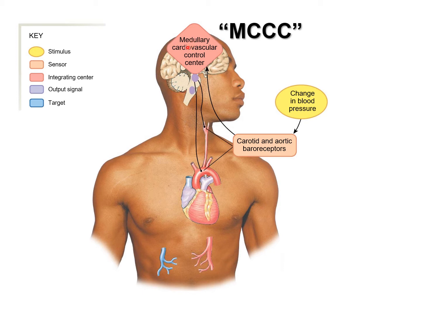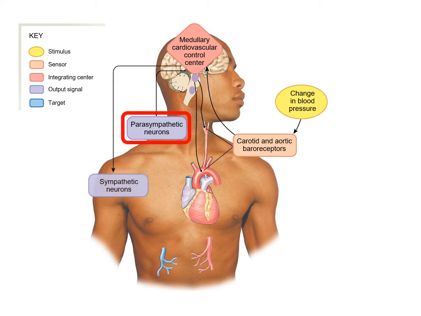This medullary cardiovascular control center is known as the MCCC. And again, it interprets the frequency coding of action potentials from either the carotid or the aortic baroreceptor. If we have lots and lots of action potentials being sent here, the medullary cardiovascular control center, MCCC, will then trigger the parasympathetic pathway in order to lower the mean arterial pressure. So it's going to send signals out, these effector neurons in the parasympathetic pathway. So the parasympathetic, we also have a sympathetic side. I'll get to that in just a second.